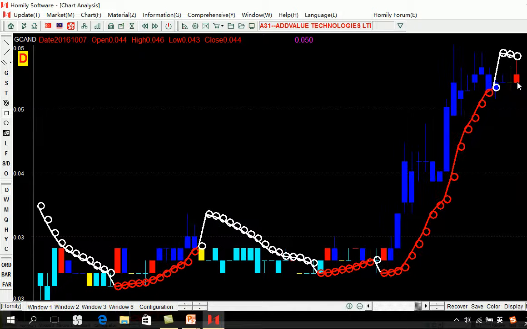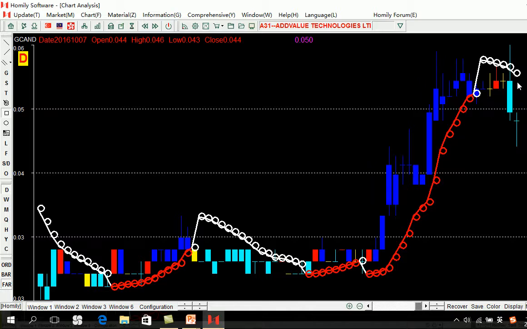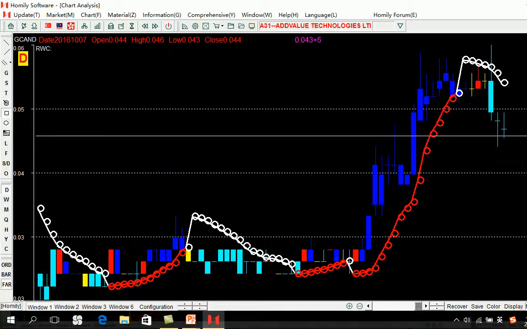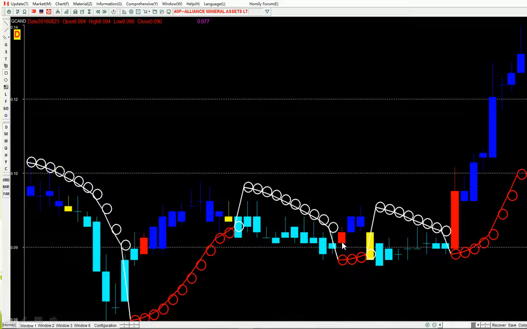Sell half, okay. Then here, white plus yellow candlestick, sell out. Then you should sell quickly, so you can avoid some short-term risk, right? Because here, there is a big drop the next day, okay. So you can sell quickly. So this is the method.